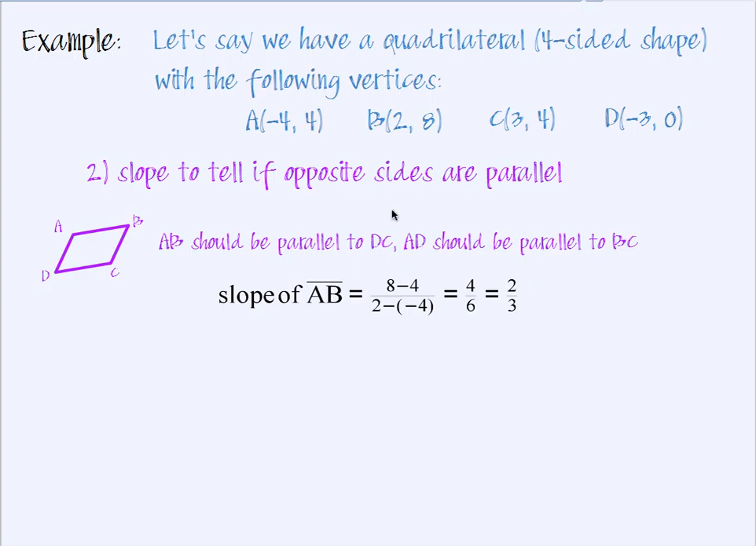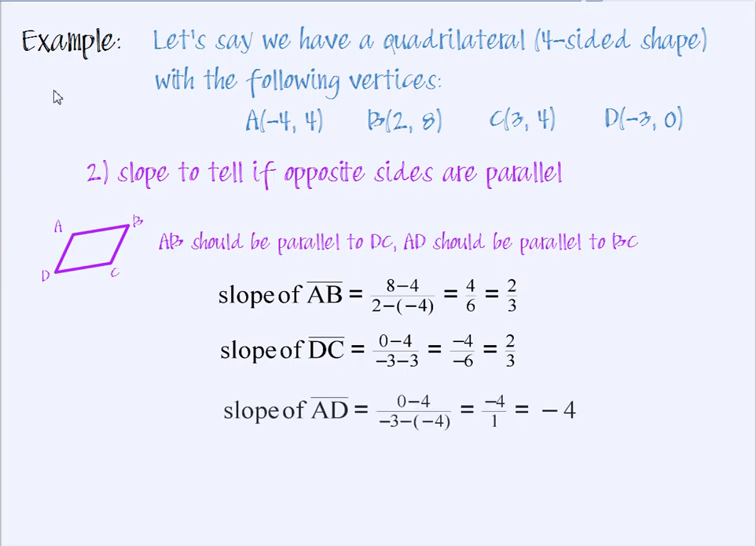Slope of AB turns out to be 2/3. Slope of DC is also 2/3, and if my two slopes are the same, I know that those two sides are parallel. Remember, one pair of parallel sides is not enough. One pair of parallel sides could be a trapezoid, so I've got to check both. So I'm going to find the slope of AD and the slope of BC.